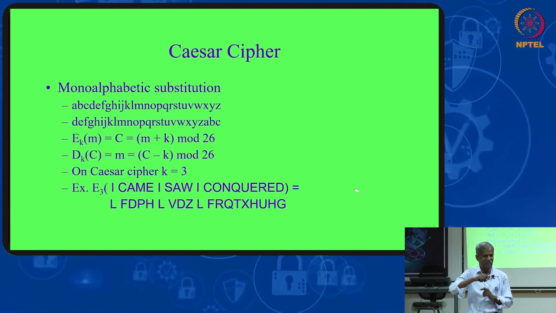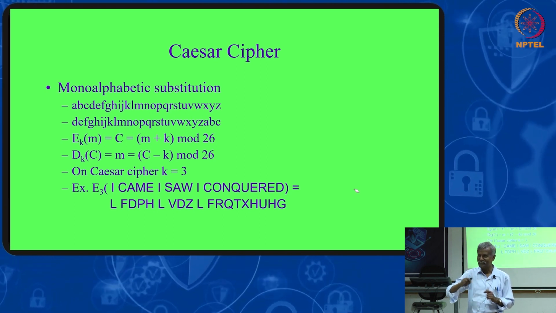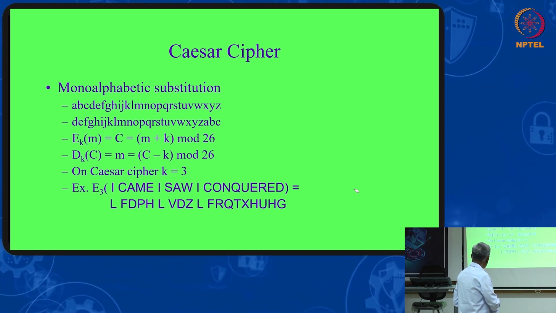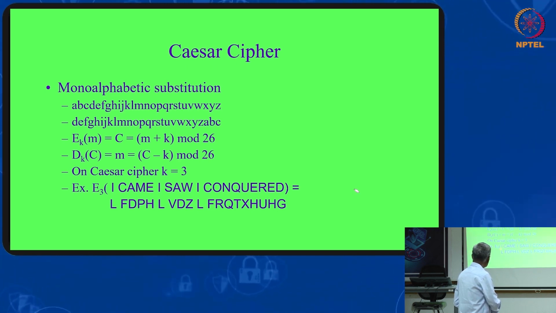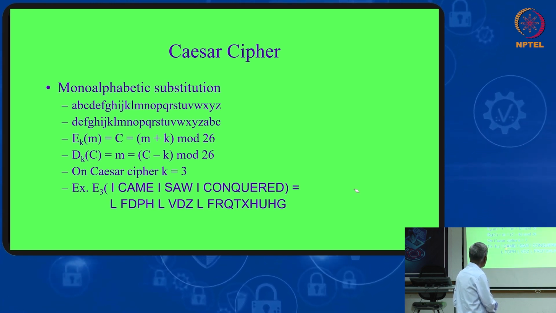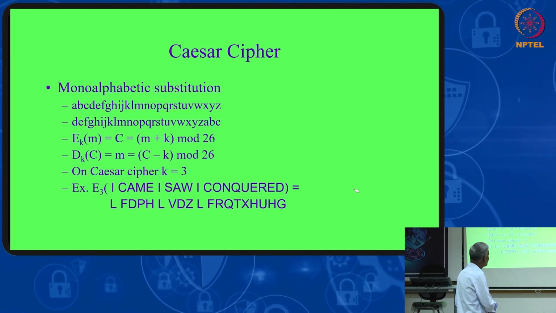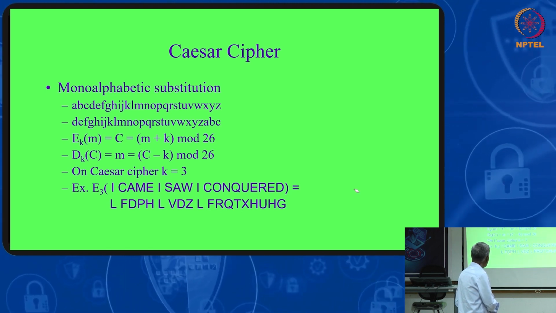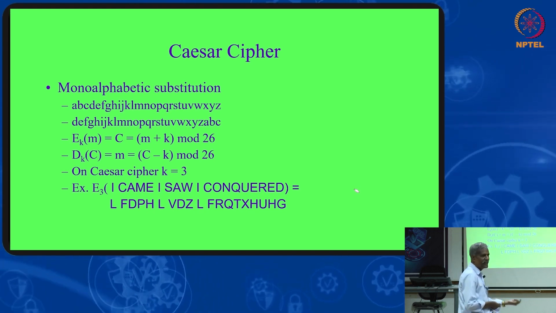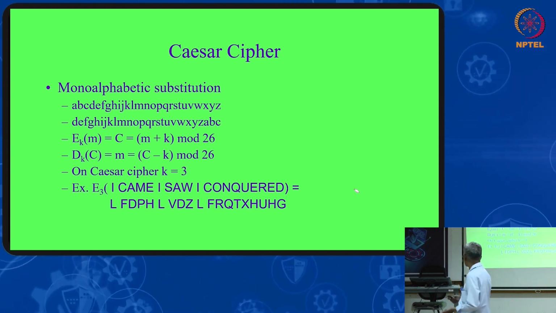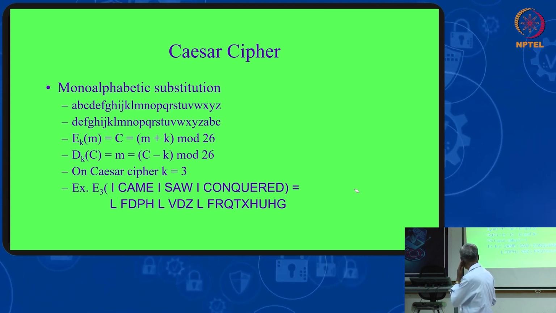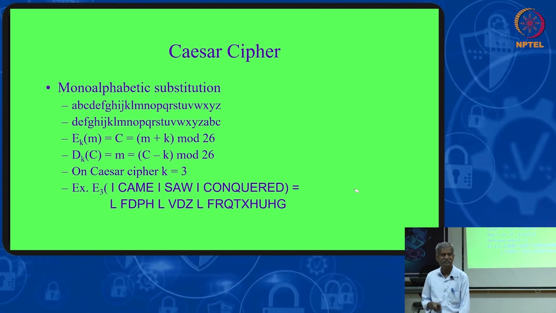But secretly he wanted to give. He was encrypting and sending the message. So when he was sending secretly, it was converted like this. I, after J K, it is L, plus 3. Similarly, C, after D E, it is F. A, after B C, it is D. So, I came, I saw, I conquered, is encrypted to L FDPH L VDZ, like that it is converted.